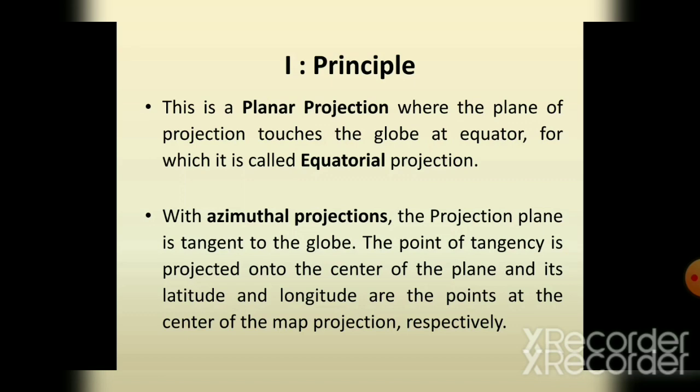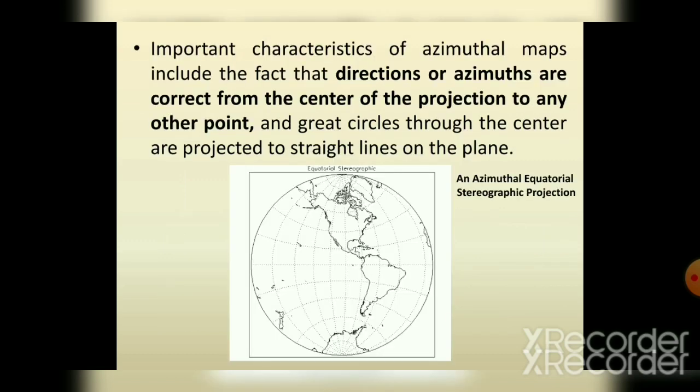It is actually where the direction is maintained from the center of the projection to any other point on the globe. The projection plane is tangent to the globe, and that point of tangency is called the center of the projection. In the azimuthal projection, the direction, or the azimuth, from that center of the projection to any other point on the globe is maintained true or correct. That's why this projection is called the azimuthal projection.